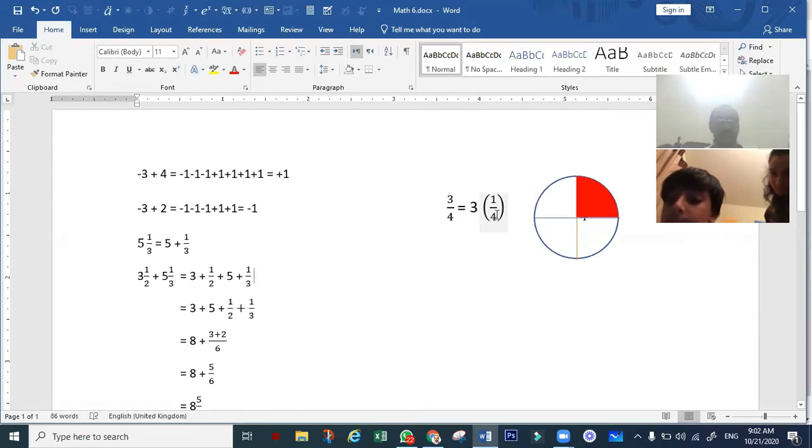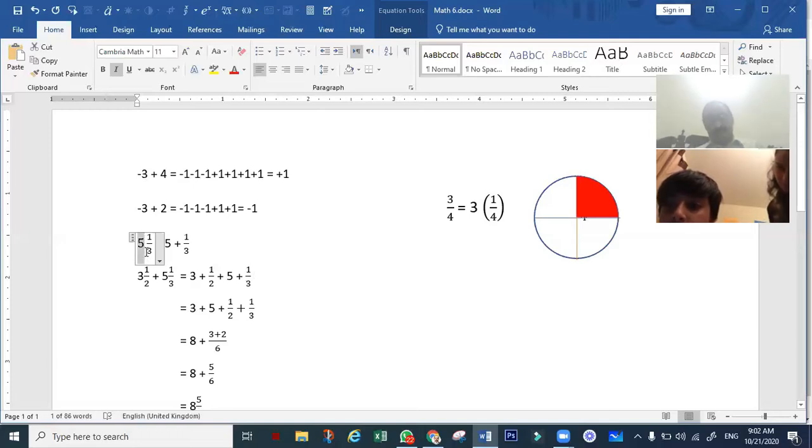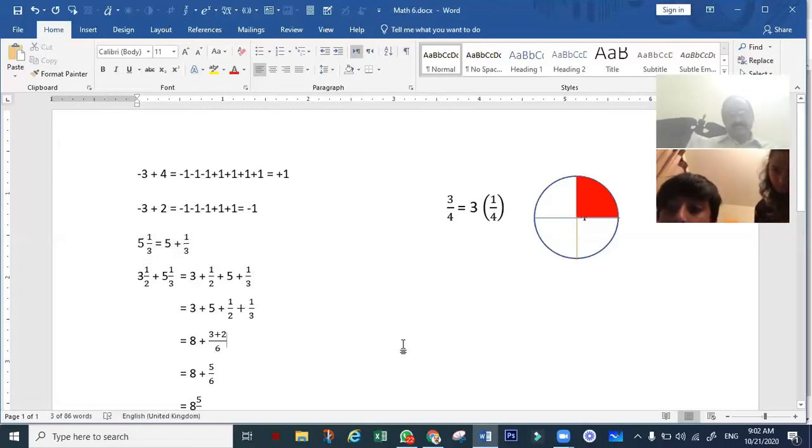Now, look at this fraction. This is 5, called the integral part. Integral means it doesn't have a fraction, it is complete. It is 5, a whole number. Sometimes we call it a whole number, and 1/3. So its integral part is 5. We can write it like this as well. Do you understand this? Yes.